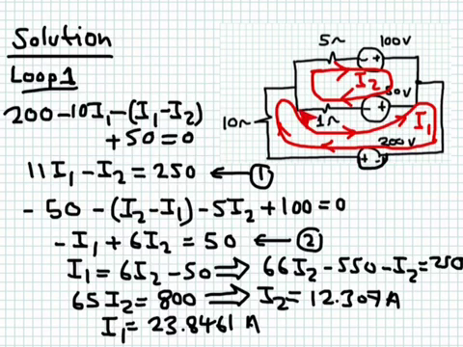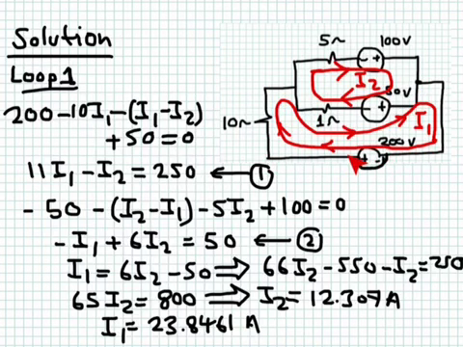Notice that the current flowing in this 1-ohm resistor from left to right is I1 minus I2. The current flowing in this resistance from bottom to top is assumed to be I1, so the reference direction is I1. The current flowing here is only I1. But remember, this is a joint term here. So let's apply KVL. Let's go around this loop.